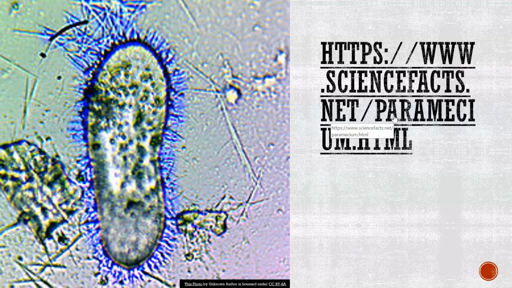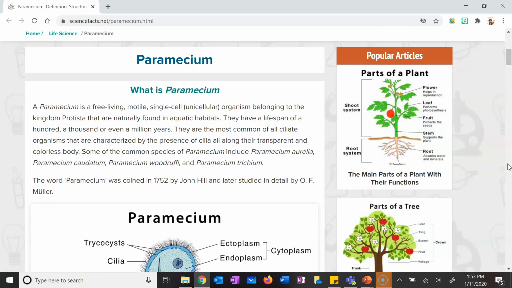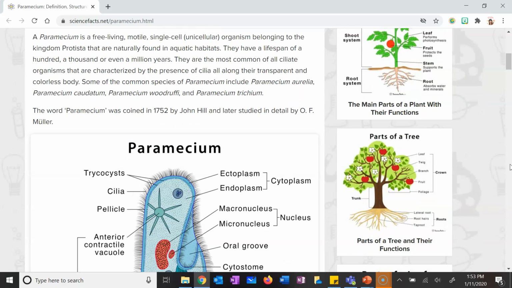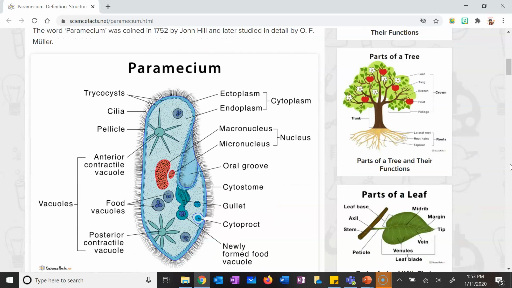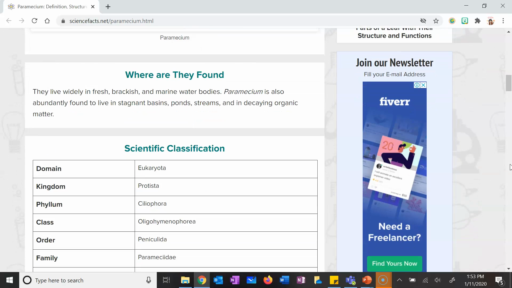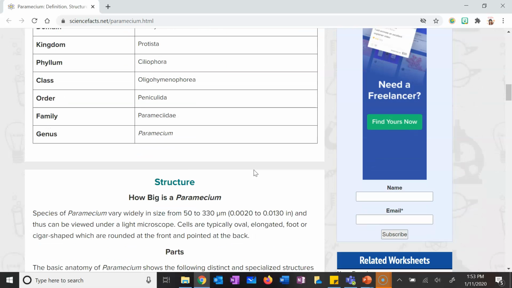Okay, if we have a look now at this link, so we can see it's telling us what our Paramecium is. Okay, we can see that it lives in aquatic habitats. Okay, and they've been around for a long time, as you can see. Okay, we've got our structure of our Paramecium, and then we've got our scientific classification. So you can see that it is a eukaryotic single-celled organism, and you know that through the complexity of it.